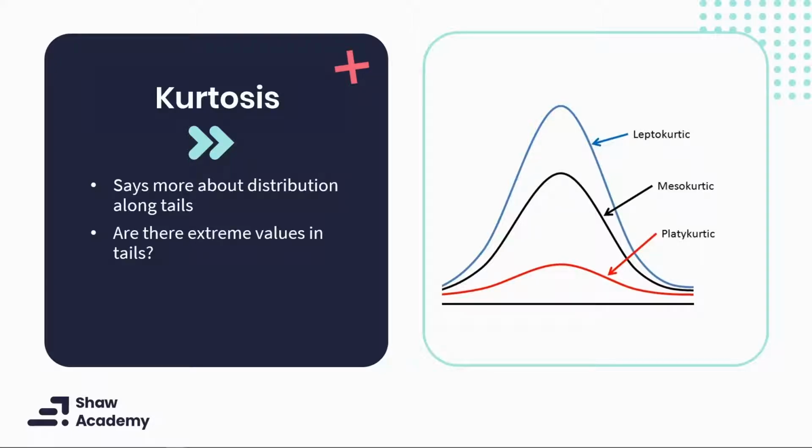Kurtosis can also be seen as the combined weight of the tails in comparison to the rest of the distribution. As the tails become heavier, kurtosis increases, and as the tails become lighter, kurtosis decreases. In other words, if the distribution has a low kurtosis, the data in the tail is less extreme than that of the normal distribution. And if the distribution has a high kurtosis, the data in the tails is more extreme than that of the normal distribution.